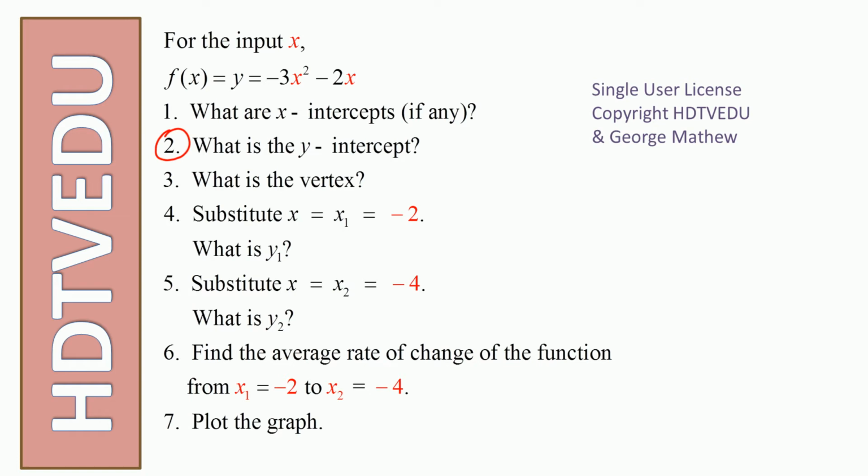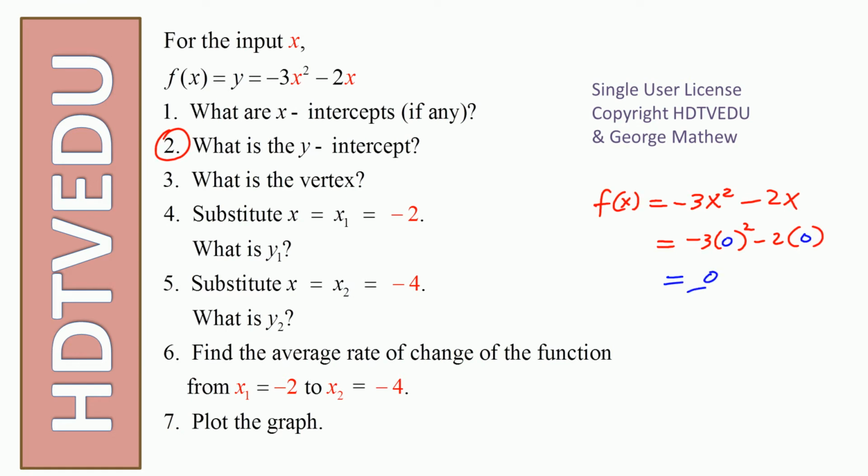Let's do number 2. What is the y-intercept? You substitute x equals 0. So f of x equals negative 3x squared minus 2x. And in the space occupied by x, you substitute 0.